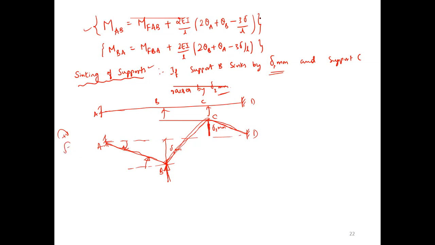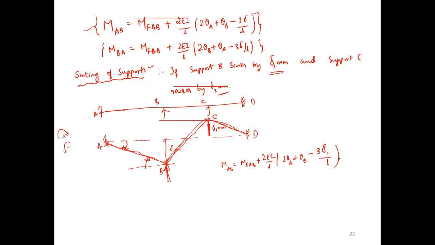So this equation remains as it is. When you are writing the AB member, I am rewriting the equation: MAB equals MFAB plus 2EI by L into 2 theta A plus theta B minus 3 delta 1 by L. Why minus? Because anti-clockwise is positive, and plus into minus becomes minus. Similarly, for MBA you get the same equation, with 2 theta B plus theta A.